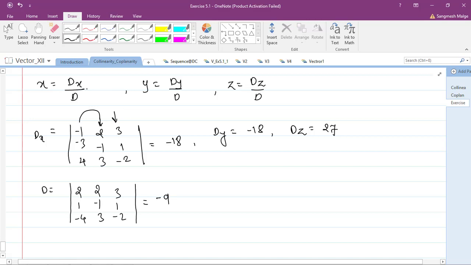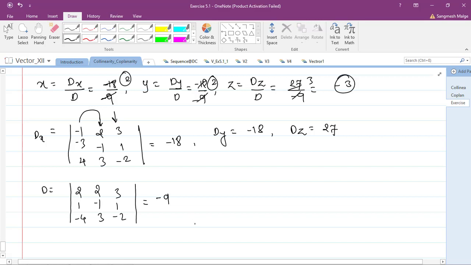x is dx by d. Dx is minus 18 by minus 9, so it is equals to 2. What is dy by d? Dy is minus 18 by minus 9, again equals to 2. But what about dz by d? dz is 27 and d is minus 9, so 9 threes are 27, so it's coming as minus 3.